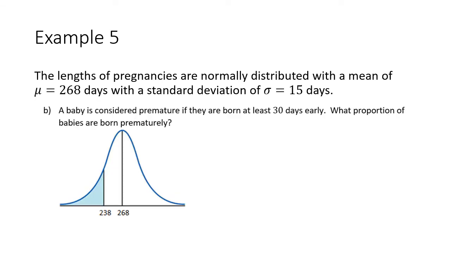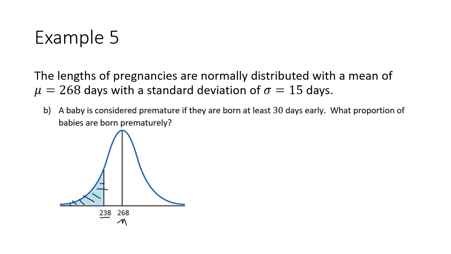Part B. A baby is considered premature if they're born at least 30 days early. So what proportion of babies are born prematurely? Well, again, always, always, always sketch that normal curve. Mu is always the first part. And 30 days earlier than average is 238. I just subtracted 30. I know that anything earlier than that also counts. So again, I'm shading over here.